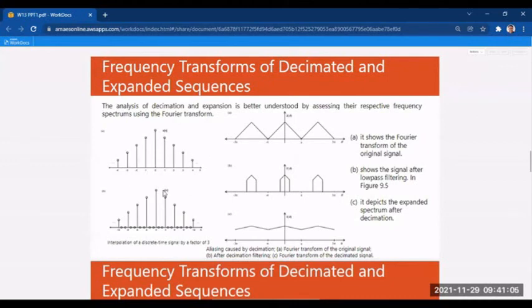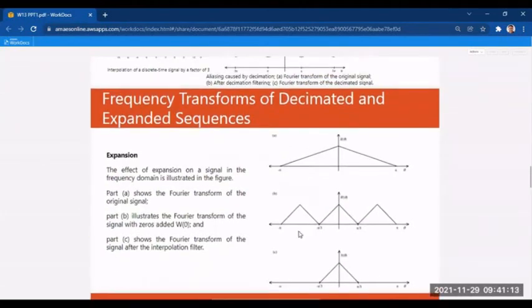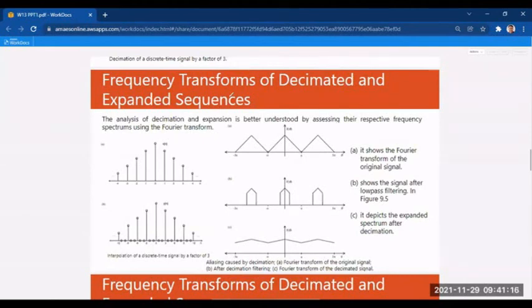Okay, so we have our original signal here. Let's say this is the original signal, because this is decimation. This one is expansion or interpolation. So let's say this is our original signal, x of n, and this is our decimated signal. This is the Fourier transform of the original signal. Again, the Fourier transform is the transformation from time domain to frequency domain.